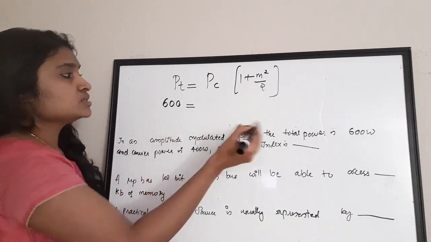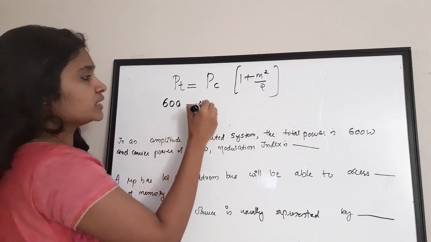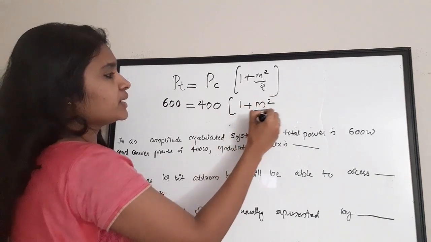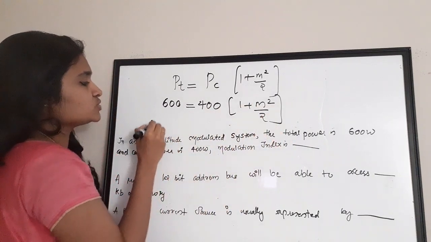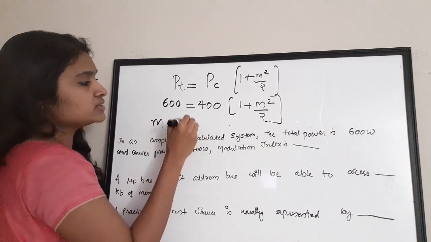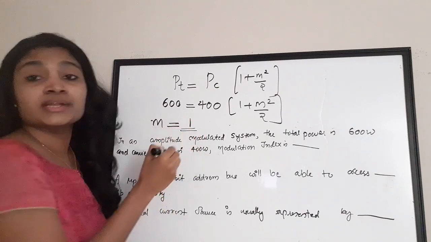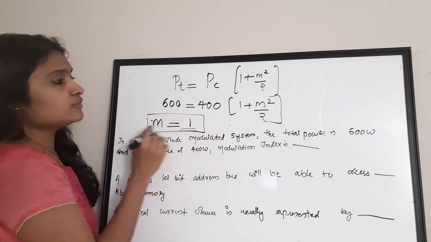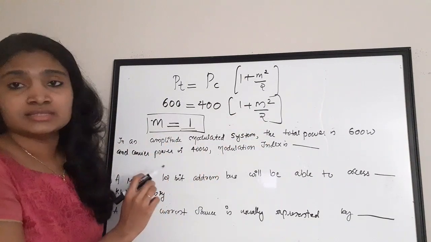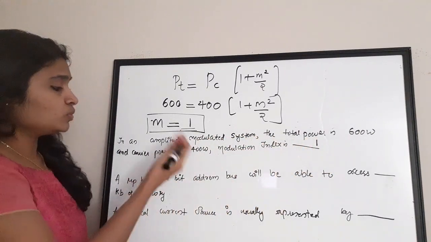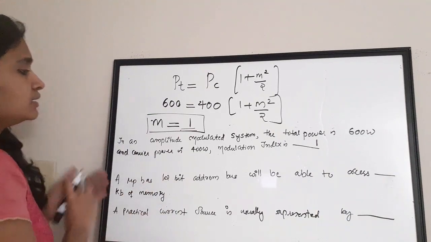Okay, 600 watt is equal to 400 into (1 plus M square by 2) is the equation, and if you solve it, you will get the value as M is equal to plus or minus 1. You will select only positive values for modulation index. So the value of modulation index obtained after solving this relation is M is equal to 1. Moving on to the next question.